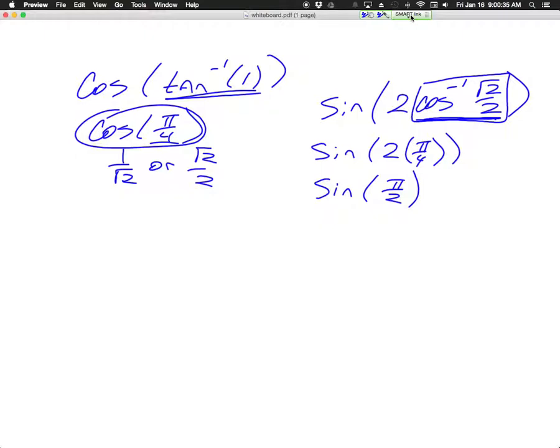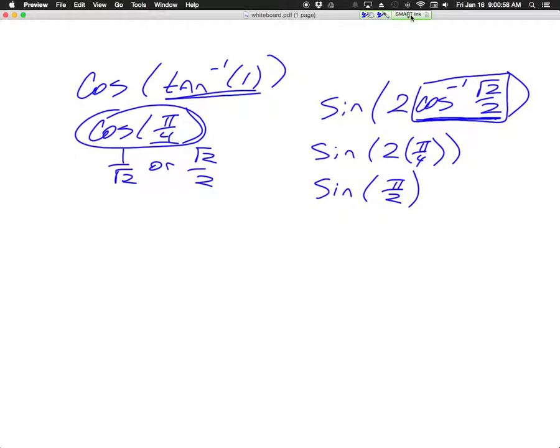Okay, so now I'm interested in sine of pi over 2. Do I have a match for sine of pi over 2? No. Not on the special angle. So what do I need to do? Go to the graph. What graph do I want to go to? Sine graph. Which sine graph? The regular sine graph. Okay? And I don't know if that's the easiest thing to do.